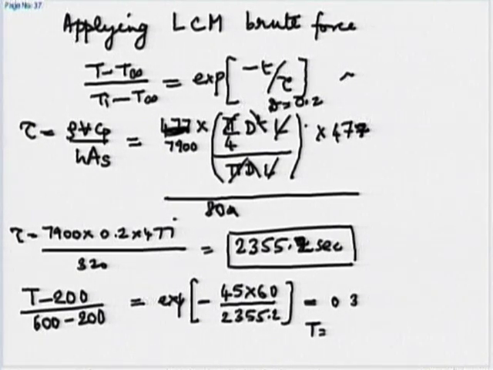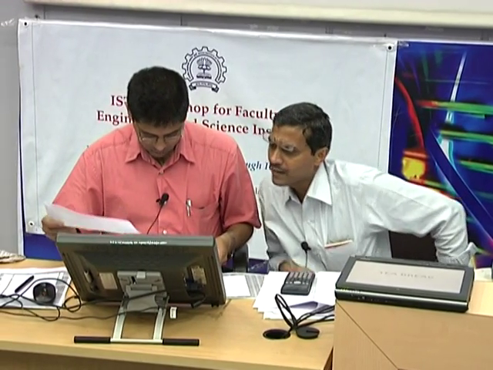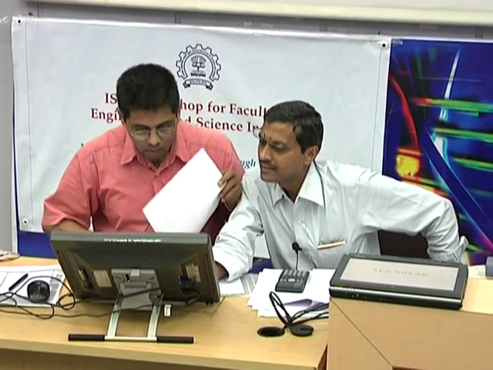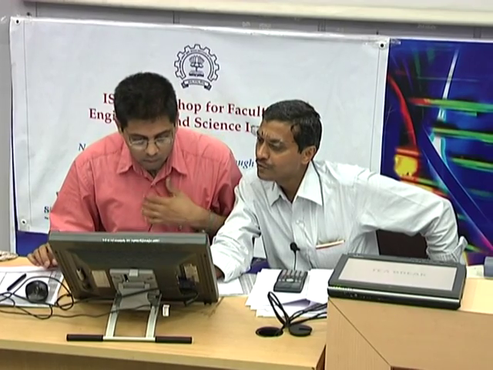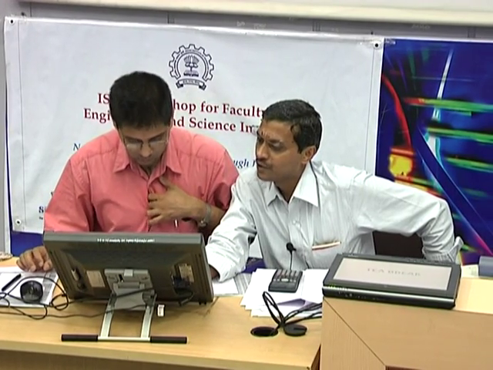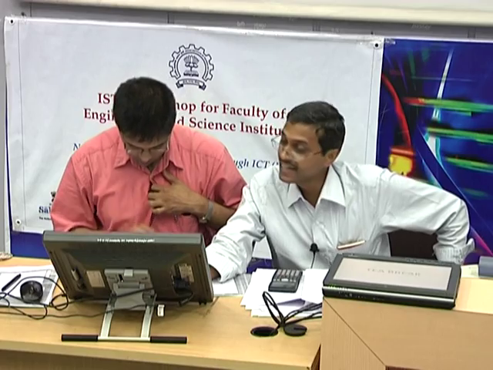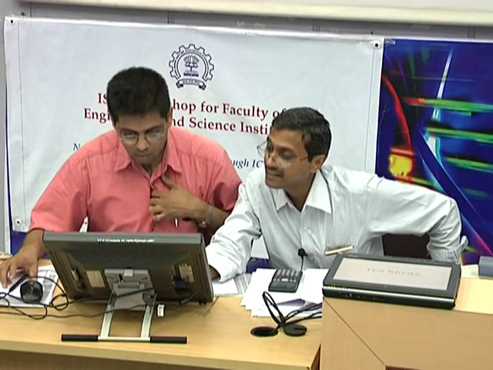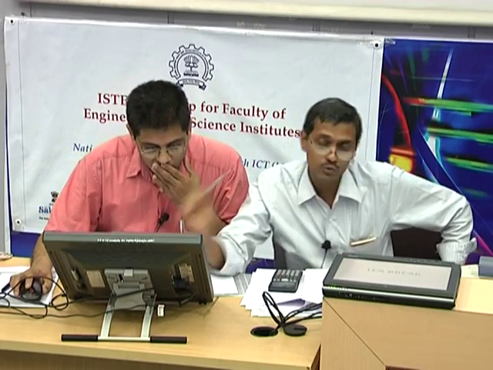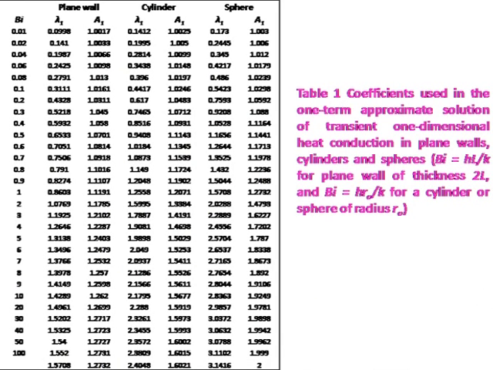There is a question from one of the participants saying that for Biot number 0.537, the lambda 1 and A 1 that we have chosen, 0.97 and 1.122, are wrong. Let us go back and check the document. What is the Biot number? 0.537, and it is a cylinder. For a cylinder, yes, it is right, 0.97 and 1.122. Sorry, we are not wrong. Probably you are looking in the column for plane wall. Please see it for the cylinder.